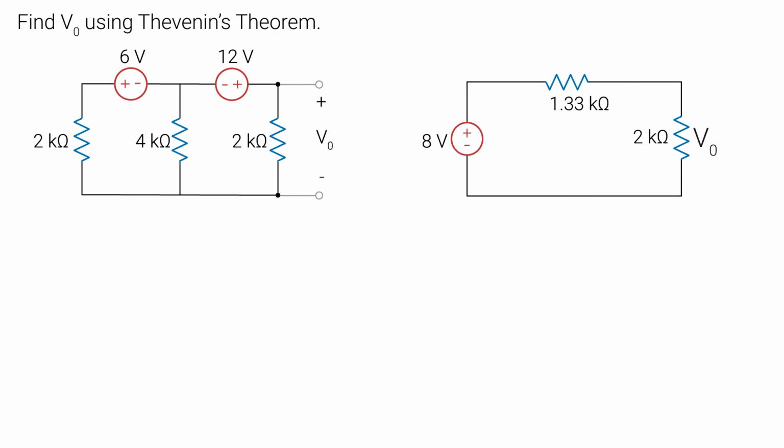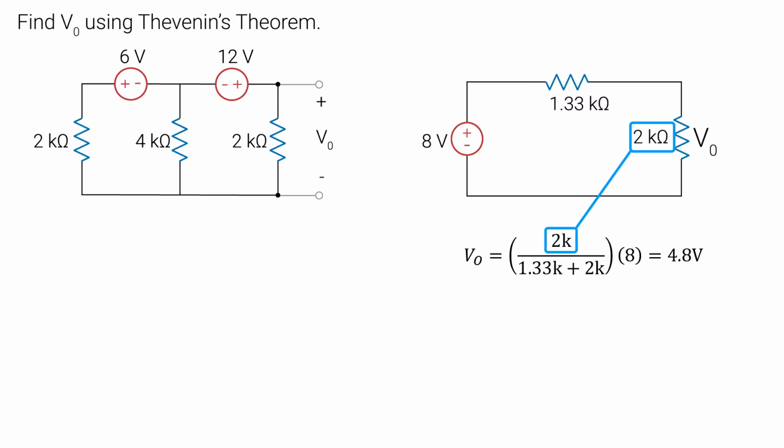Now using voltage division, we can figure out the voltage in the 2K ohm resistor. Remember, in voltage division, we put the value we want on the top, and on the bottom is the addition of the resistors, and you multiply it by the voltage source value. I have a whole video on this, so if you need a refresh, please see the description for the link. And that's our answer.